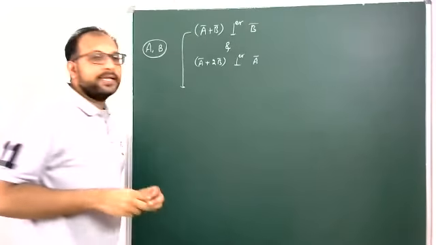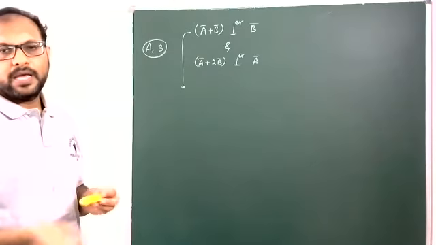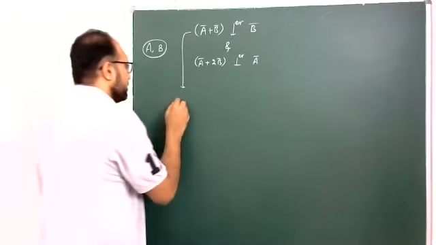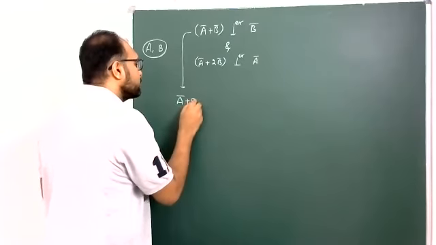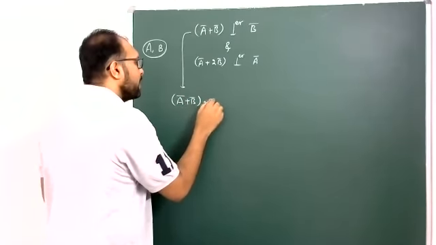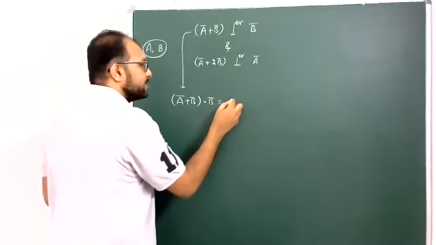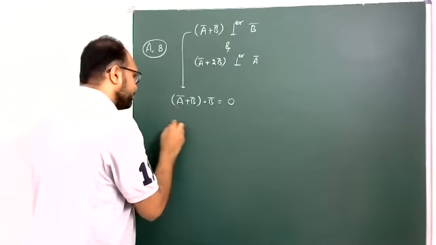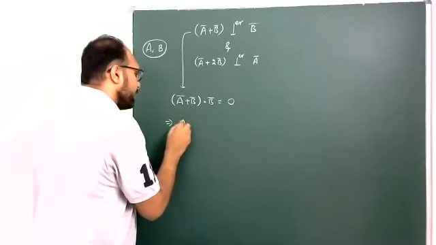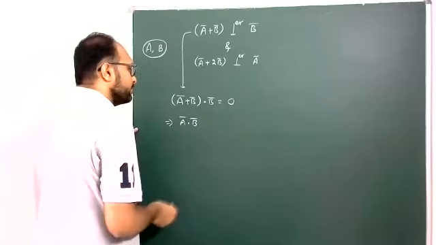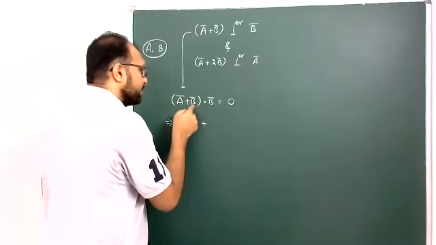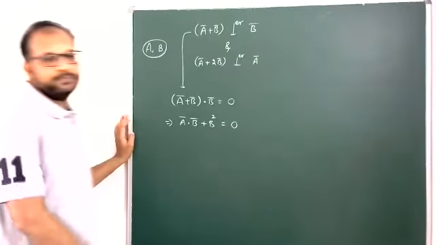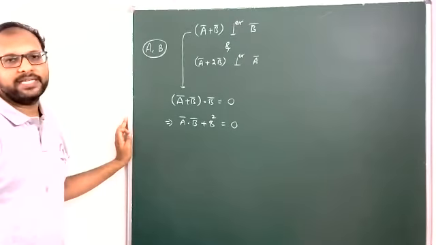A bar plus B bar is perpendicular to B bar. Between two perpendicular vectors, the dot product is 0. So A bar plus B bar dot B bar is nothing but 0, because both are perpendicular. Then A bar dot B bar plus B bar dot B bar, which is B square, equals 0. This is the first condition.